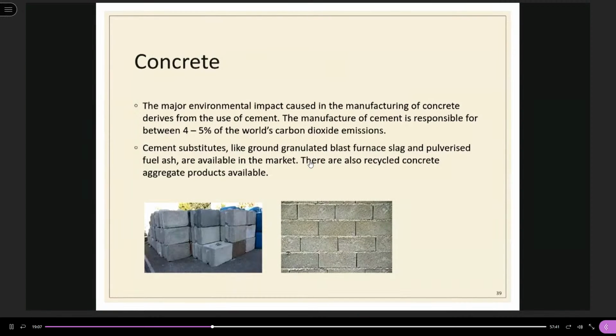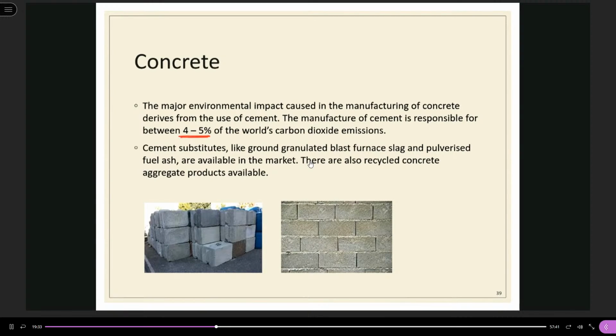So first of all, concrete. The major environmental impact caused in the manufacturing of concrete derives from the use of cement, 水泥. So the manufacture of cement is responsible for between 4 to 5% of the world's carbon dioxide emission, which is quite a lot, right? 4 to 5% is due to the cement.